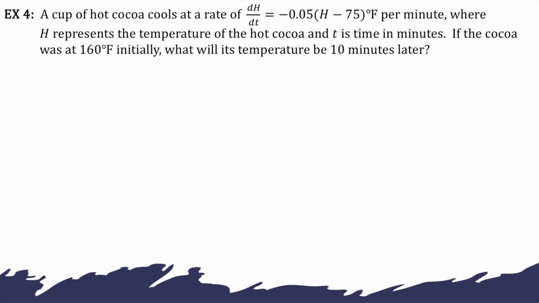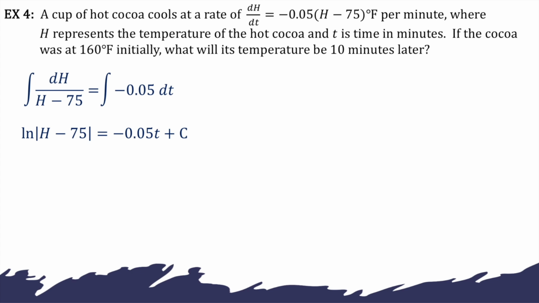Let's go ahead and solve this differential equation, shall we? The first step would be separation of variables. Get all the t's and constants on one side and all the H stuff on the other. Then we can take the antiderivative of both sides. So we get the natural log of the absolute value of H minus 75 equals negative 0.05t plus C. Don't forget your constant of integration. Now we can exponentiate both sides and then add 75 to both sides to isolate H.